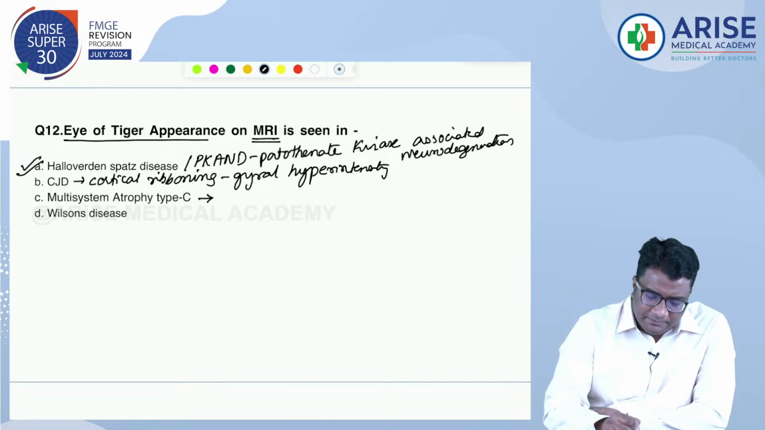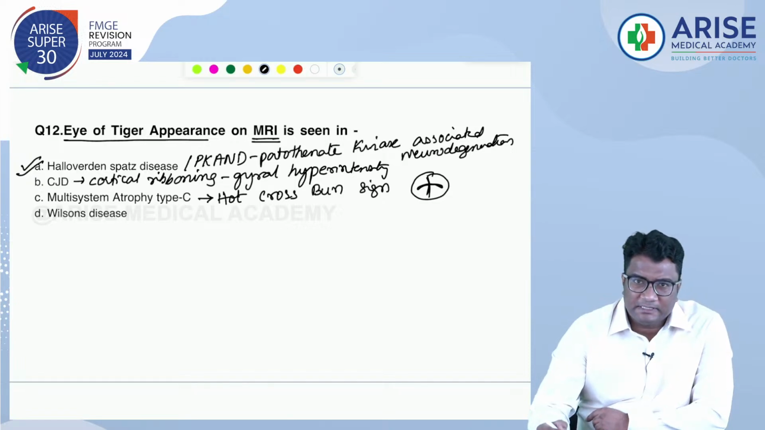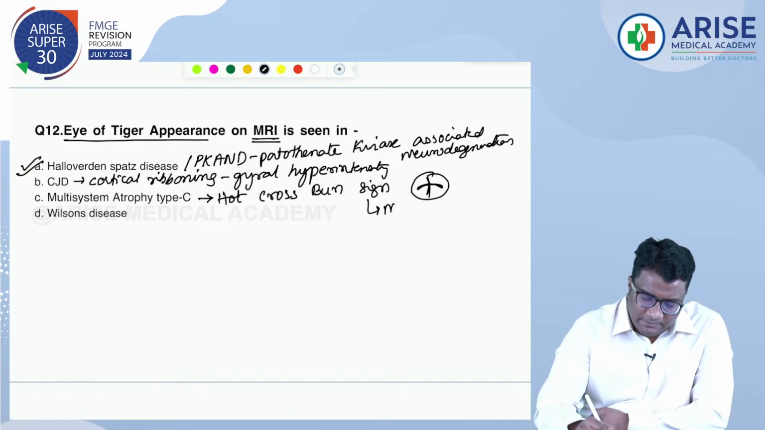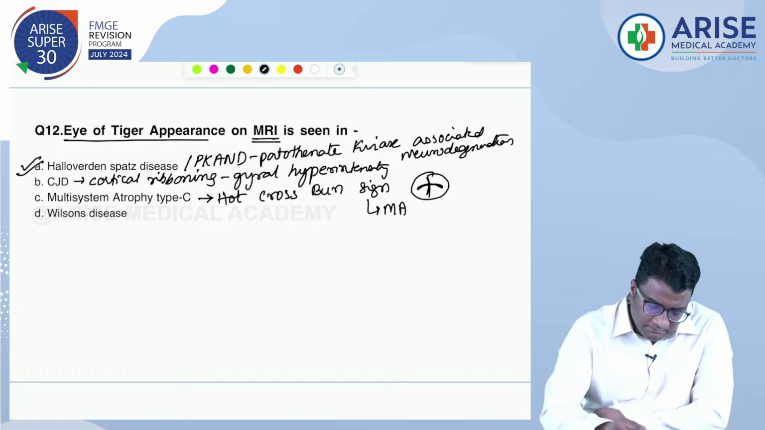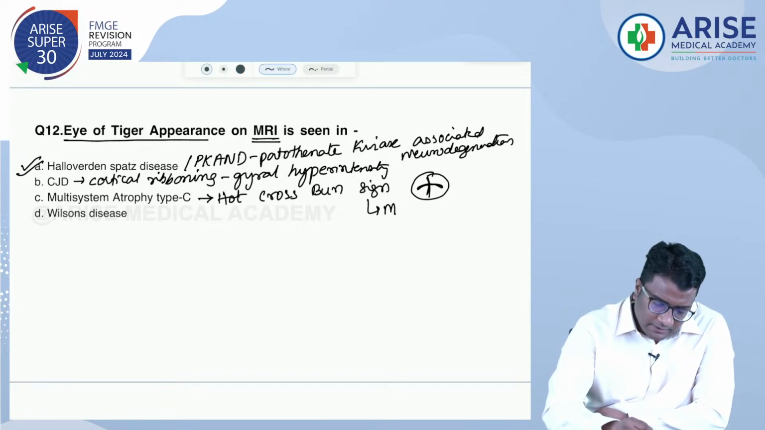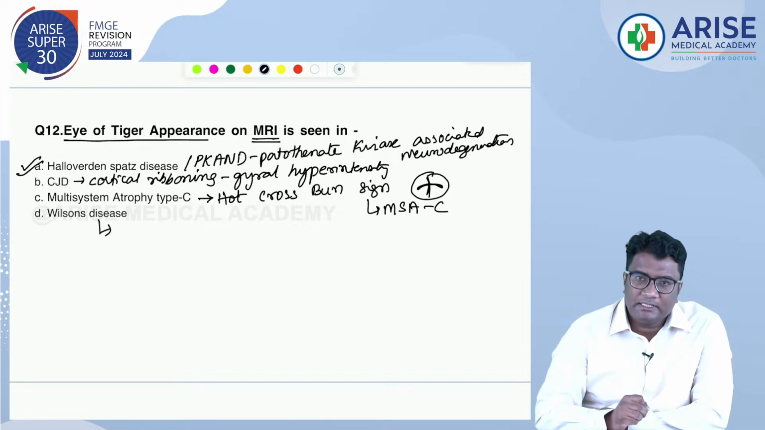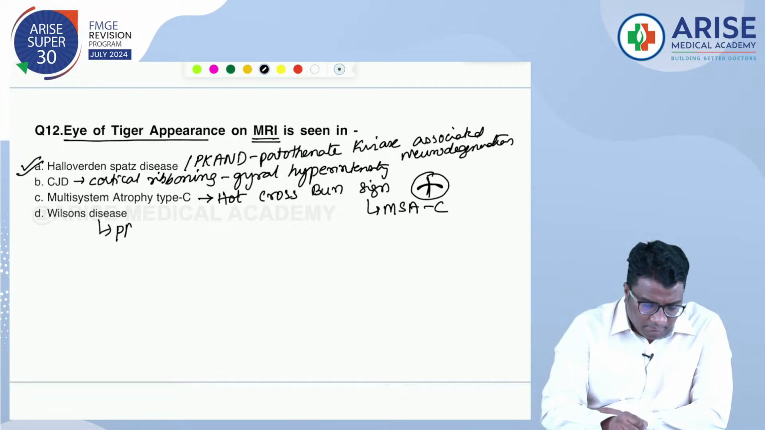Multi-system atrophy type C, MSA type C. This has hot cross bun sign on MRI. So if you see the pons, you see a cross-like area there. Hot cross bun sign of pons is MSA type C. Multi-system atrophy type C. And what is seen in Wilson's disease? Wilson's disease, we all know, will have panda sign, right? So panda sign is Wilson's disease.